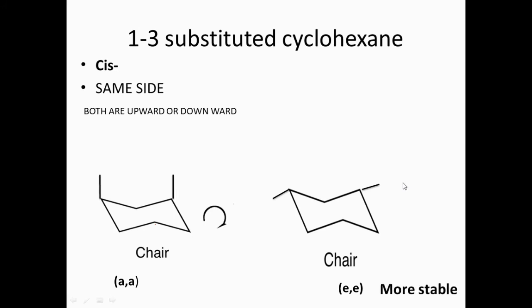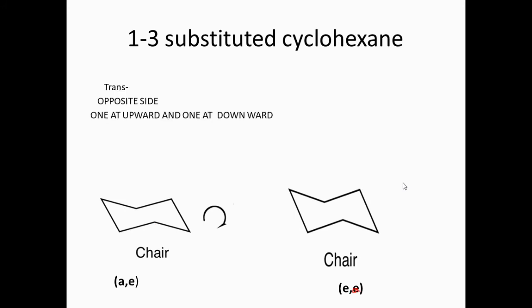Which one is more stable? Equatorial. So the equatorial cis form is more stable than the axial. Next, the trans form of 1,3 disubstituted cyclohexane. In trans form, one substituent is attached by the upper bond and the other is attached by a lower bond.